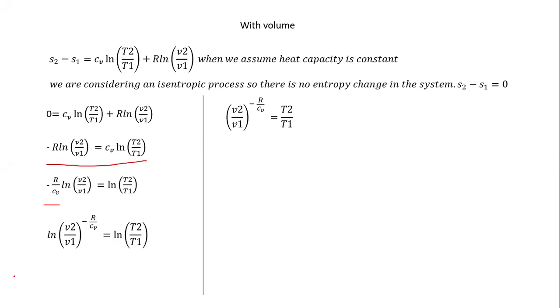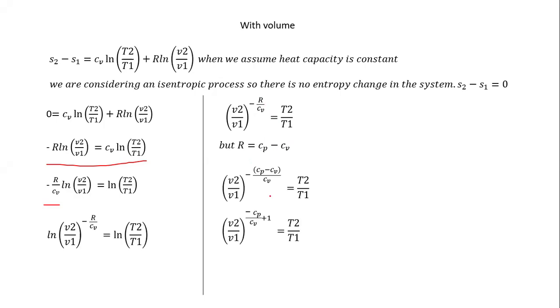Then they both have natural log on both sides, so we can take the natural log out. And then we said R is equal to Cp minus Cv, right? So I can replace the R here with Cp minus Cv. Then I'll end up with minus Cp over Cv minus Cv. But then we said Cp over Cv is equal to k. So I can replace the minus Cp over Cv with the k, and I'll end up with minus k plus 1. So that's the expression that we are looking at, right?